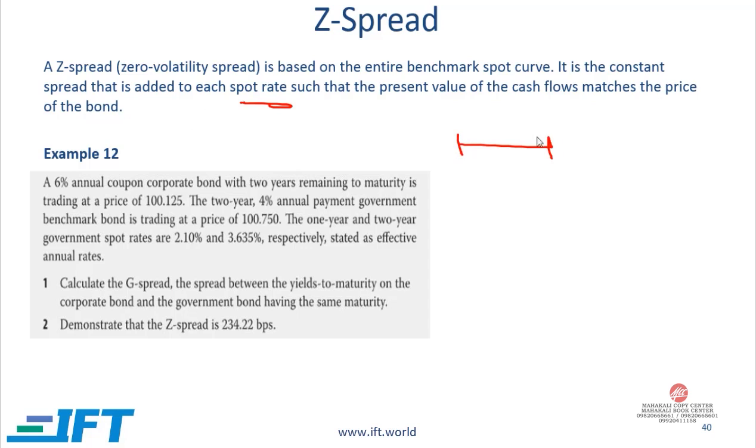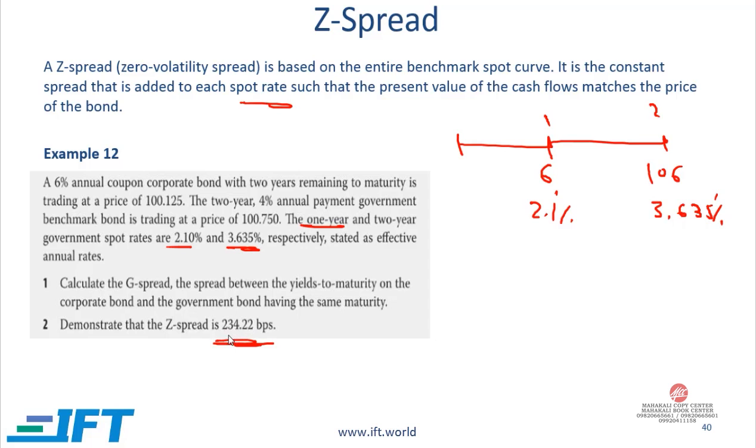So what is the cash flow? The cash flow at time 1 is 6 and time 2 is 106. What is the spot rate for the 1 year period? That spot rate for the 1 year period is 2.1%. What is the spot rate for the 2 year period? 3.635%. Now, you will generally not be required to calculate the Z spread. You just need to understand what it is.